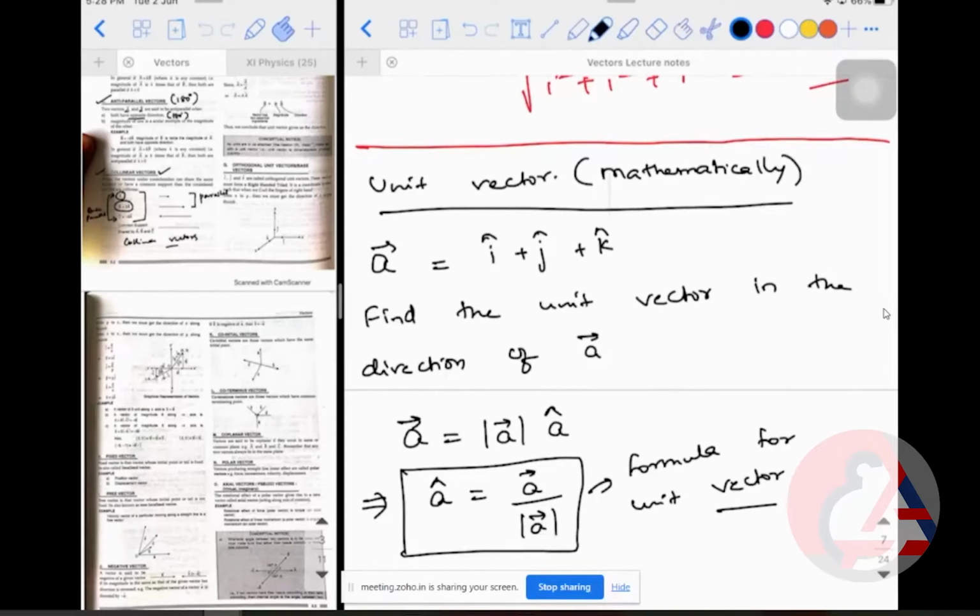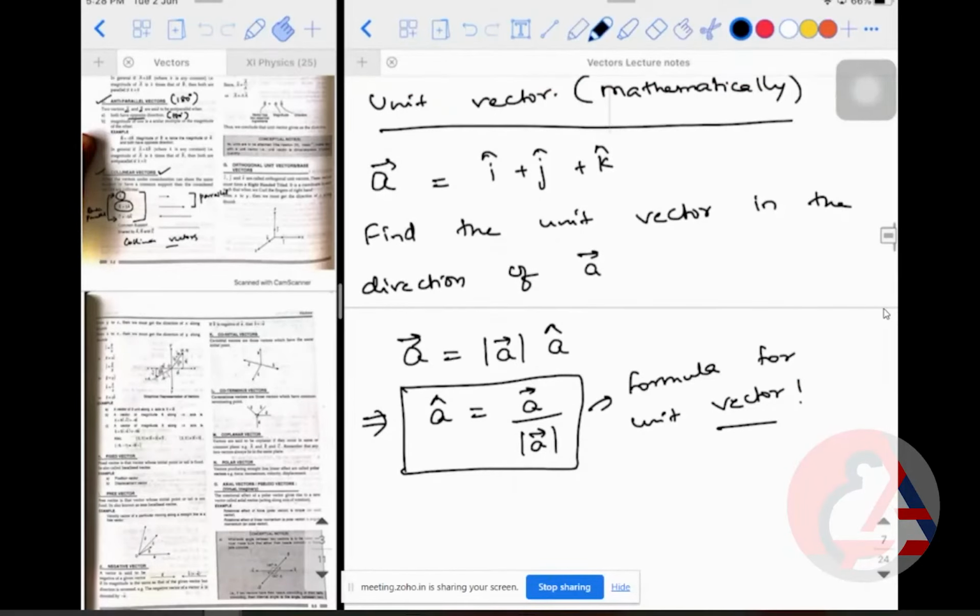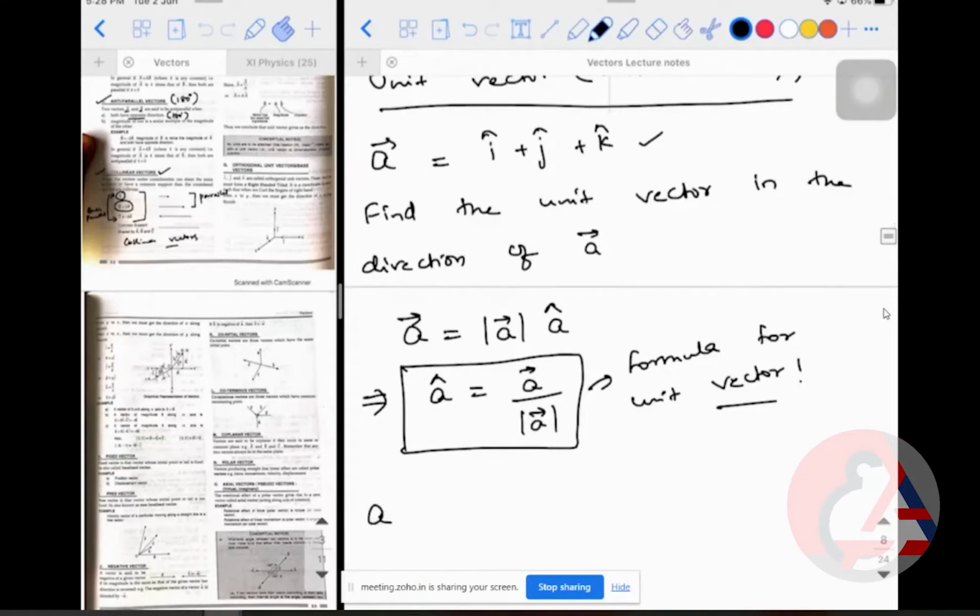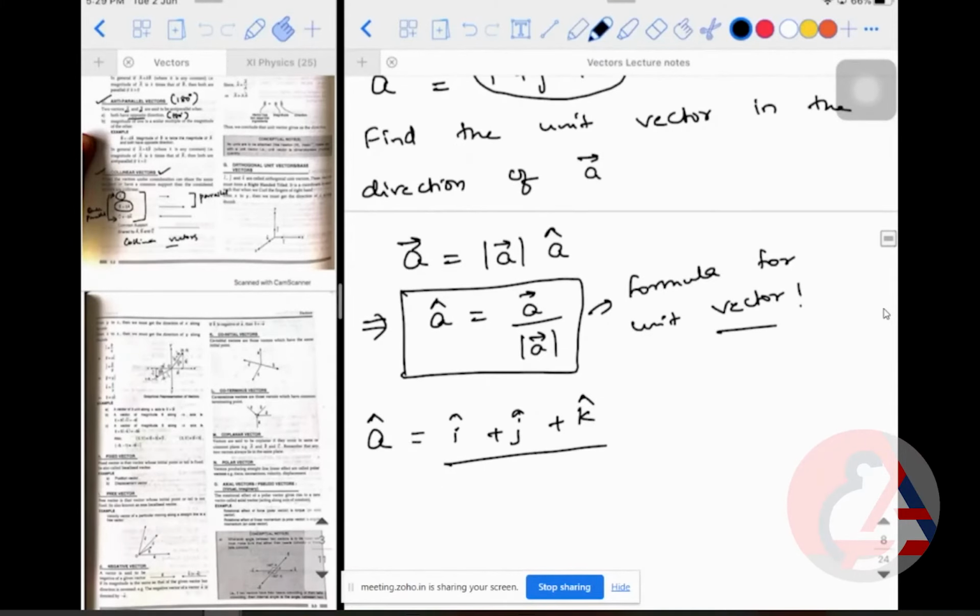So this is going to be the formula for unit vector. This is also a very, very important formula, so have this in your mind. Now I'm going to approach it mathematically. A vector is given to me. I'm going to find the unit vector in the direction of A vector. How do I apply it? Can you apply it as a formula? So A cap is equal to, what is A vector? A vector is given here, that is i cap plus j cap plus k cap, divided by what is the magnitude of A vector in this case? The previous formula.